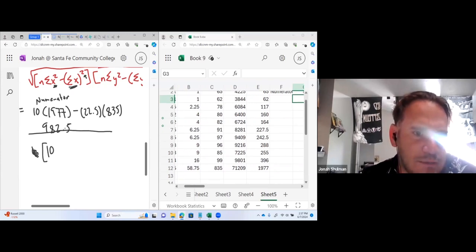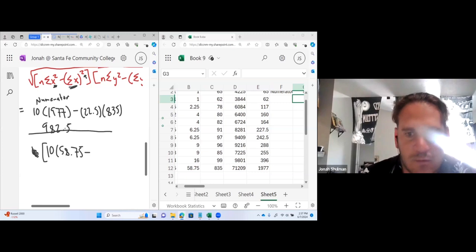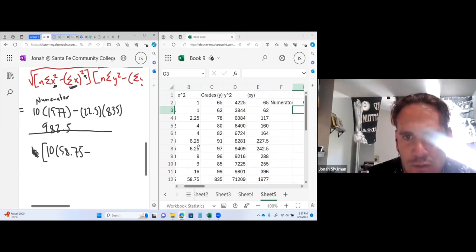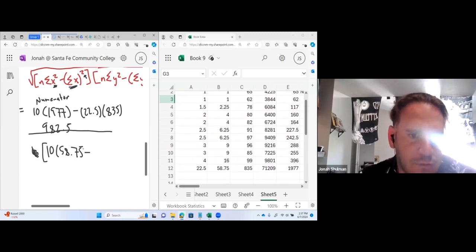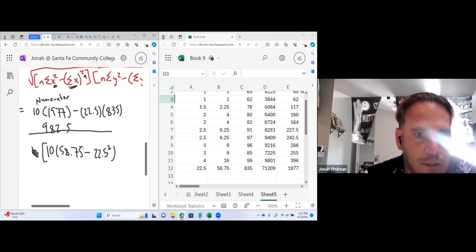So it's bracket 10, 58.75 minus, and now we need the sigma of all the x's, squared. Well, all of our x's added together are 22.5 squared, which basically means it's times itself. So that's the first bracket.